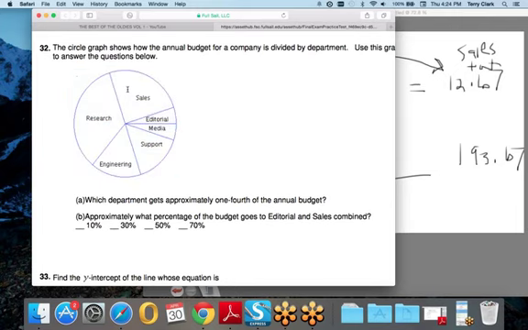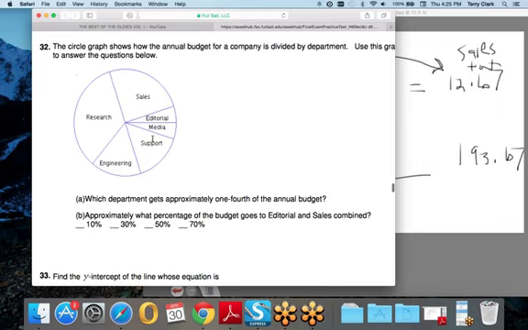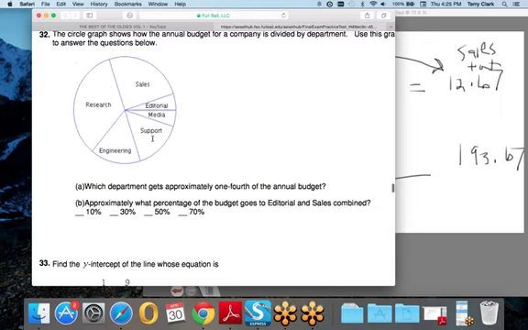I'm just looking at the line that's halfway between them. It's right where the sales, editorial, media, and support are all on one side, and then the research and the engineering is on the other side. So you can see that's the halfway mark. The one that's splitting up one of the halfway marks is the sales. And then of course the support, media, and editorial is 25% together, but the sales by itself is 25%.